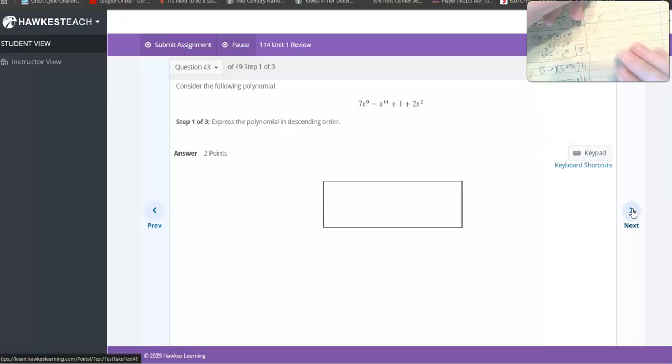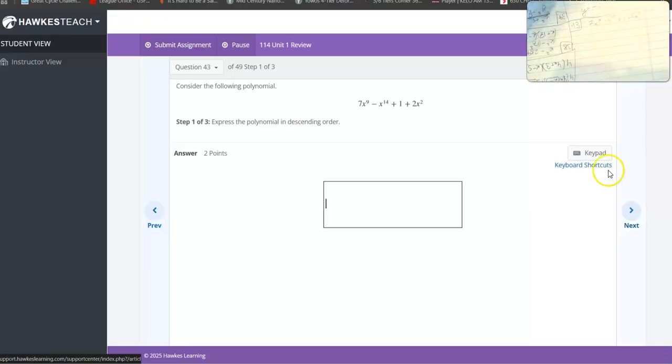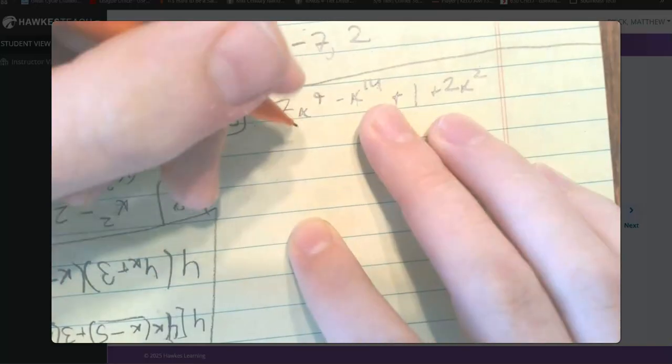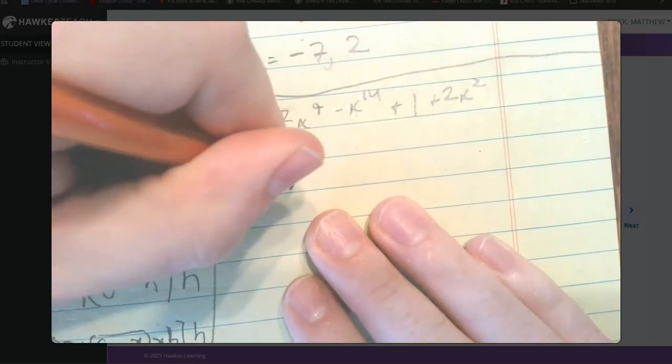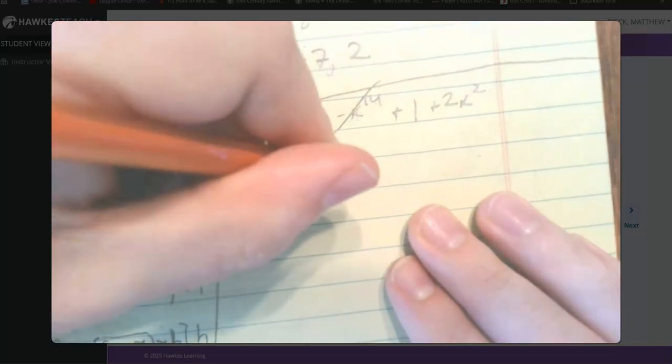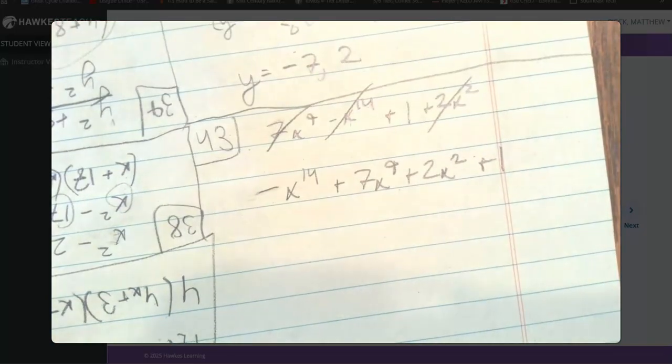All right. So this is just asking for it in standard form. Standard form means you have descending powers of x. So you start with the highest exponent, and then you work your way down to the lowest. In this case, my highest exponent is x to the 14th, so you have negative x to the 14th. My next highest is x to the 9th, so we have plus 7x to the 9th. Then we have x squared, so plus 2x squared. And finally, we have our constant term, so we have plus 1.